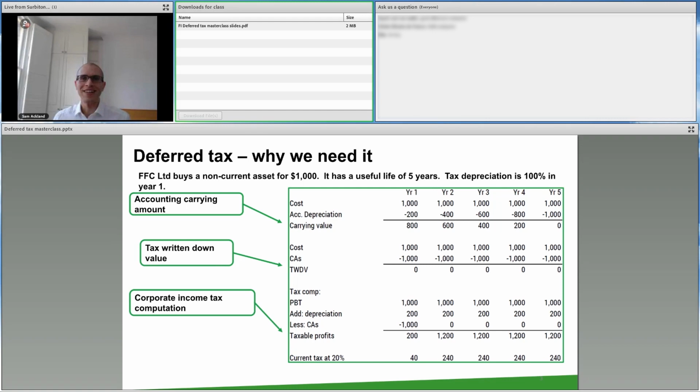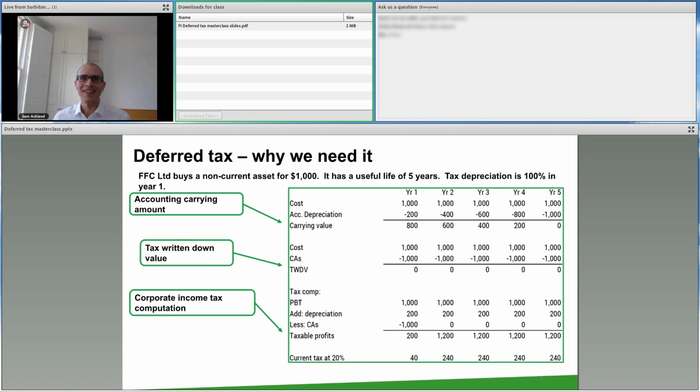Now, of course, the depreciation is not allowed for tax purposes, so we add it back. But instead, we deduct the capital allowances. Now, you can see what that results in is taxable profits that are really low in the first year and that are higher in subsequent years. Because, of course, what we're doing is disallowing the depreciation, claiming the capital allowances instead. And what that means, of course, is that you've got a situation where your capital allowances that happen all in year one reduce your taxable profits in year one.